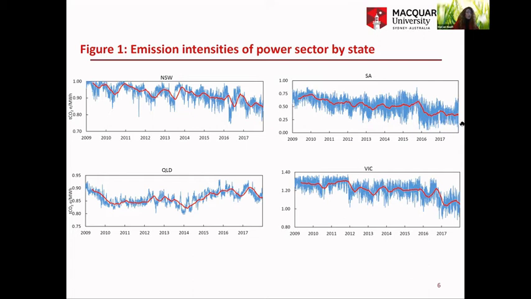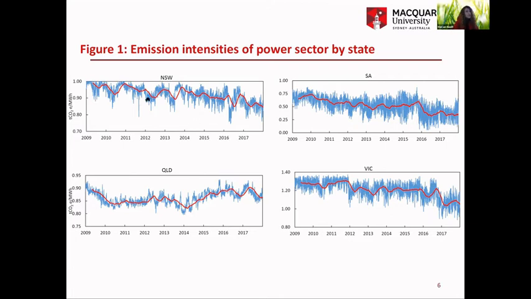In South Australia, what we saw in 2017 was the closure of the coal-fired plant in this state, and now more than 50% of electricity in this state is generated by wind, and the rest of the generation mix is based on gas-fired plants. So we do not have any coal-fired plant in this state anymore. And as you can see here, the reduction in South Australia can be considered the biggest reduction.